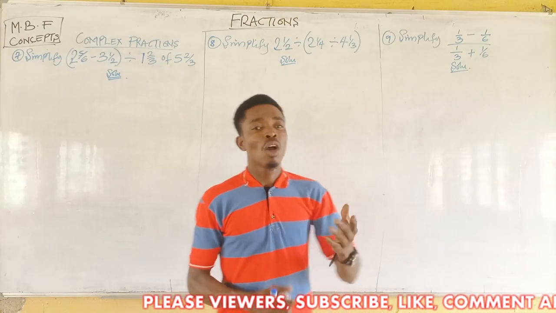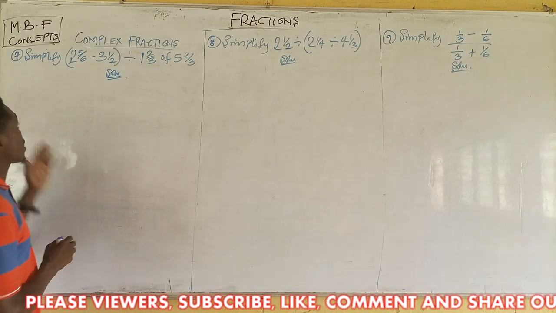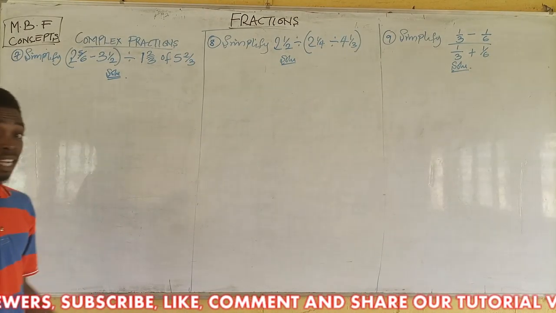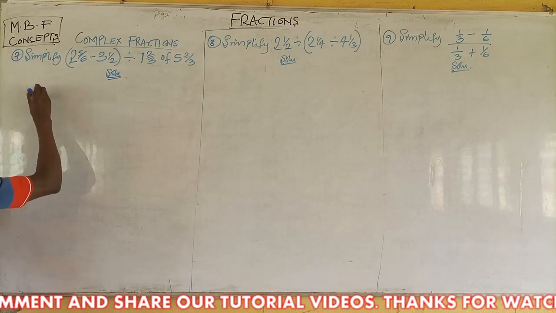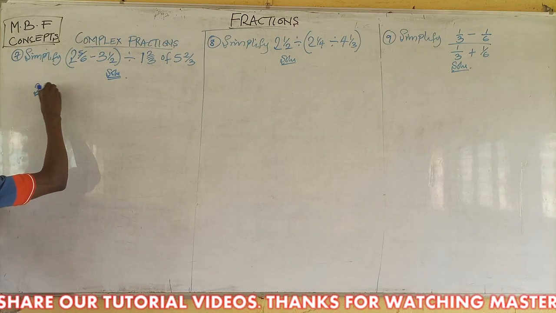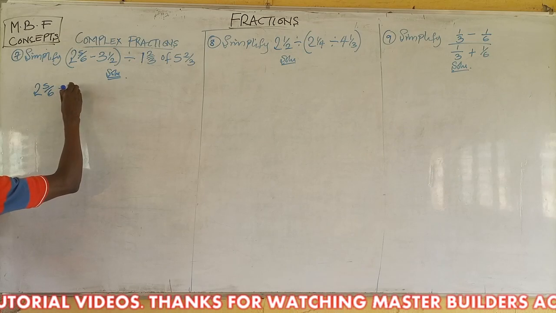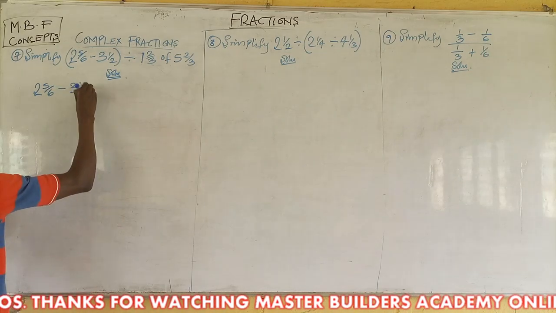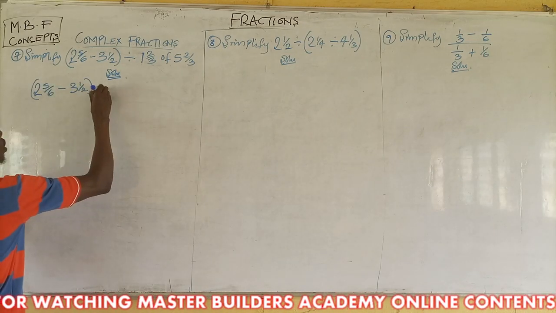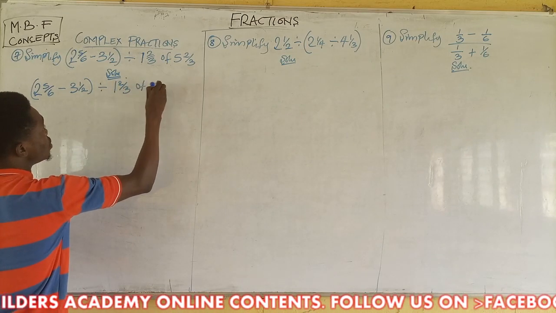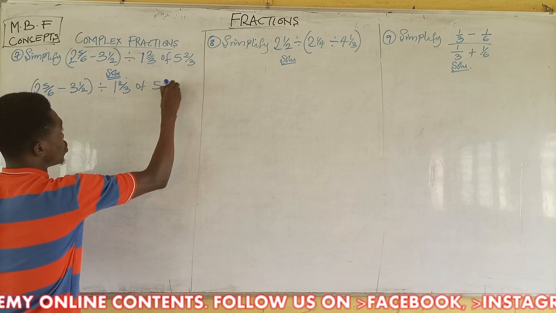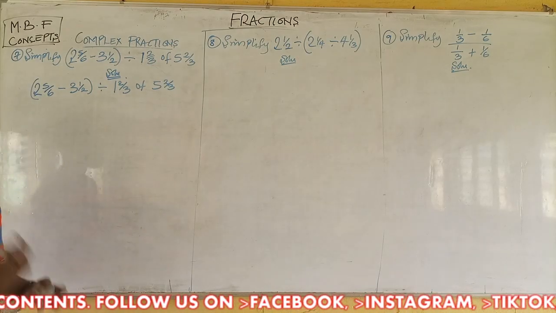Now, on the board, we have question number 7, Master Builders Academy. We are asked to simplify 2 whole number 5/6 minus 3 whole number 1/2, divided by 1 whole number 2/3 of 5 whole number 2/3. Guys, this is very simple.